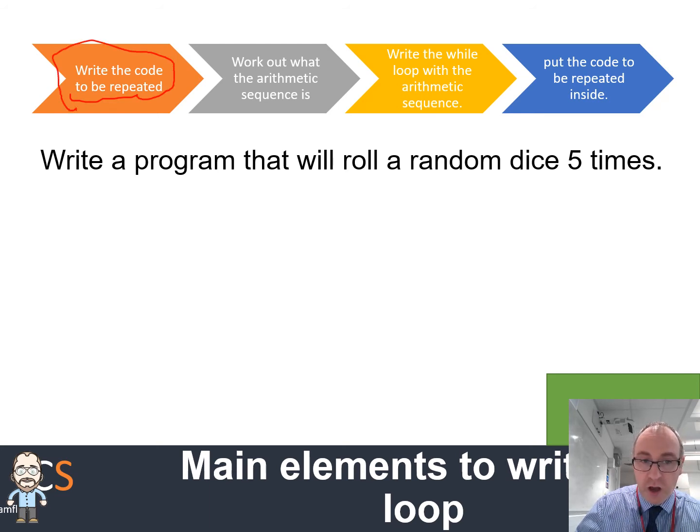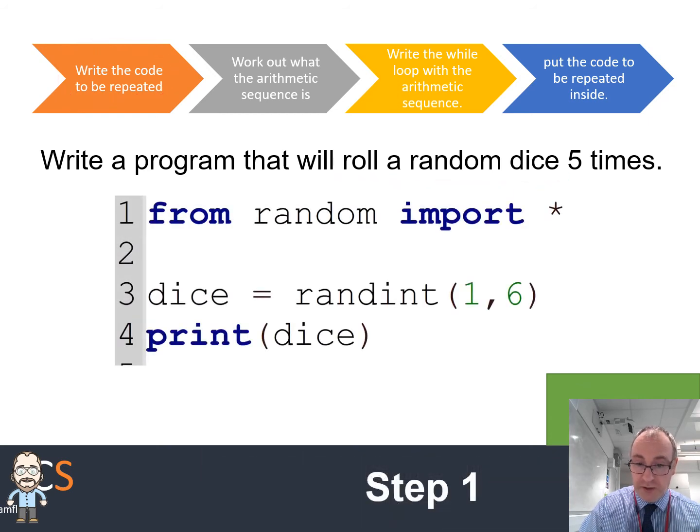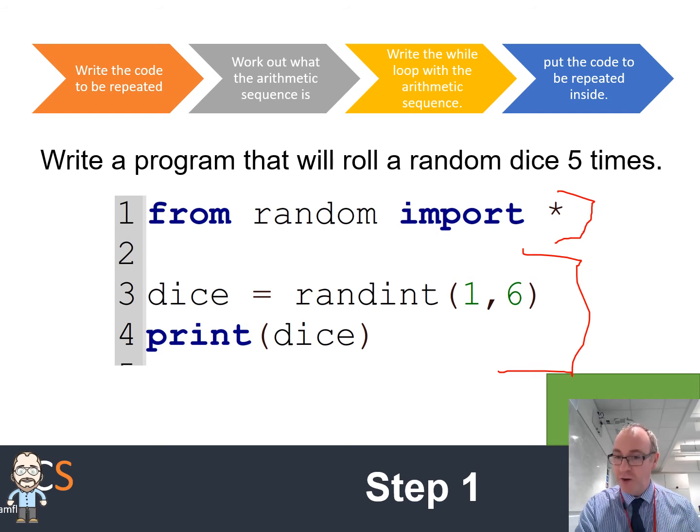So in this scenario, I want to write a program that's going to roll a random dice 5 times. So the thing I need to be able to do is roll a random dice. So ignoring the 5 times for now, I just need to roll a dice and print it on the screen. So that's the code I need to repeat. That's what I start with, and that's what I've done here. So the code I'm going to repeat is these 2 lines of code here. I don't need to repeat the from random import star because I only need the random library once. So anything you want to do once does not go in my loop. Anything I want to do more than once, what I want to repeat, will go inside the loop. It's how you know where to put things.